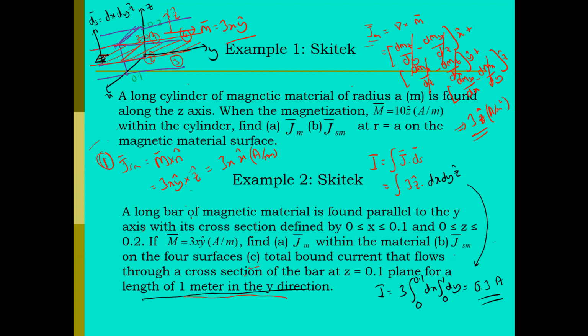I hope the solution for examples 1 and 2 is clear. Basically, these examples are used to show the methods and techniques for calculating bound current, both Jm and JSM, related to the magnetization vector.